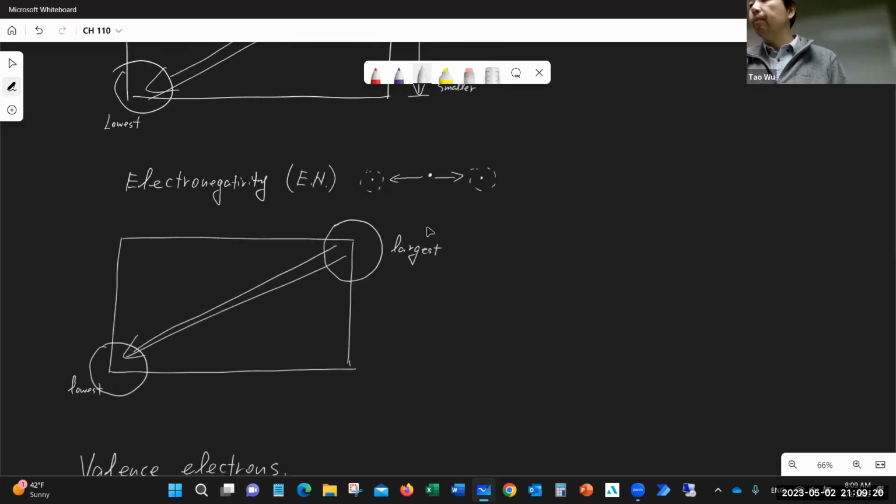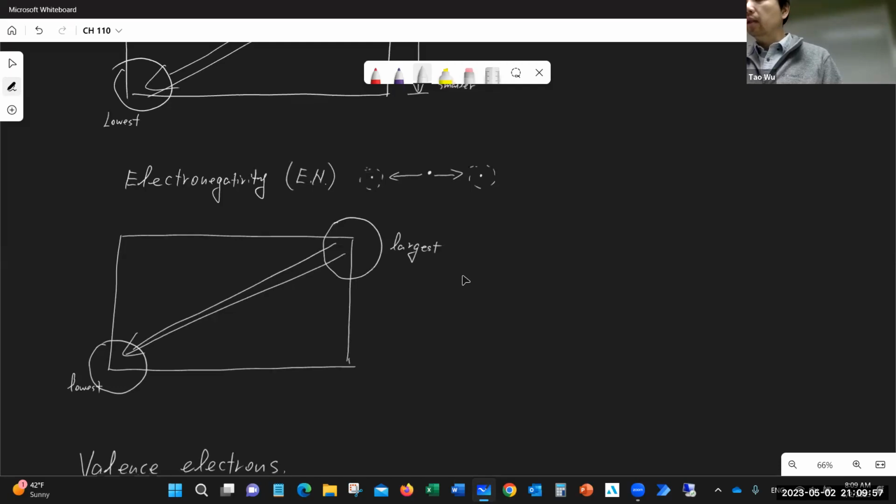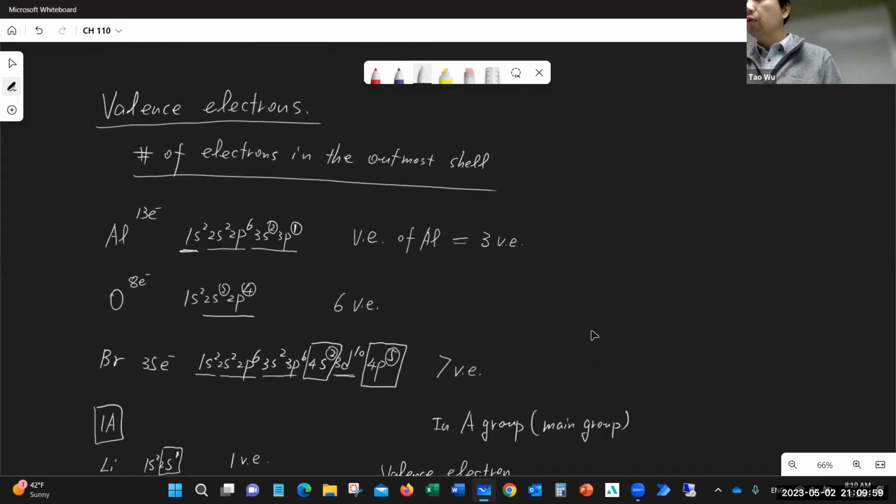Electronegativity is about this: if you have two atoms there, which one will pull the middle electrons toward it? Which one shows bigger muscles? If the one on the right side has a bigger electronegativity, then the electrons will be pulled to the right side. If the left one has the higher electronegativity, then they're going to pull to the left side. That's it.